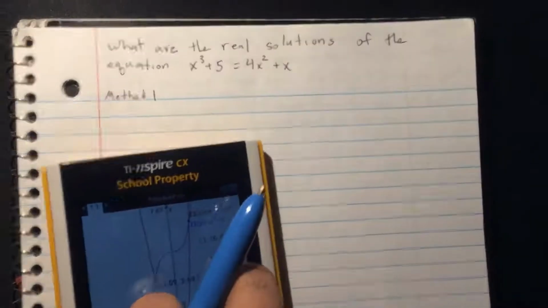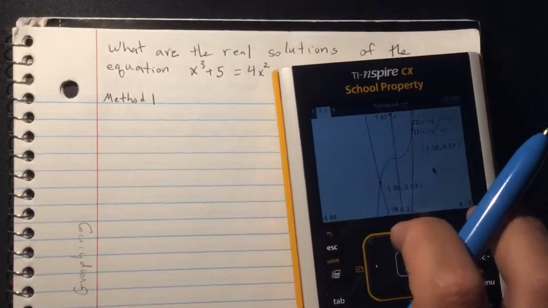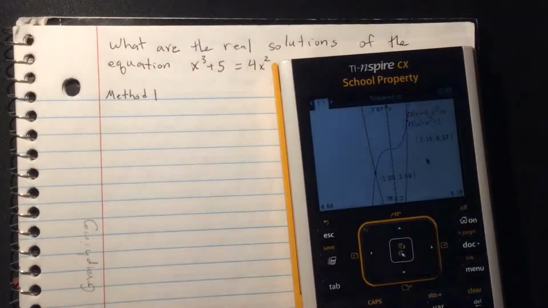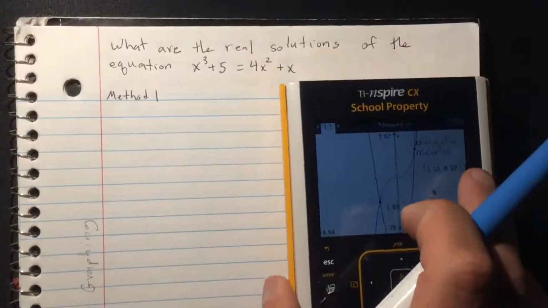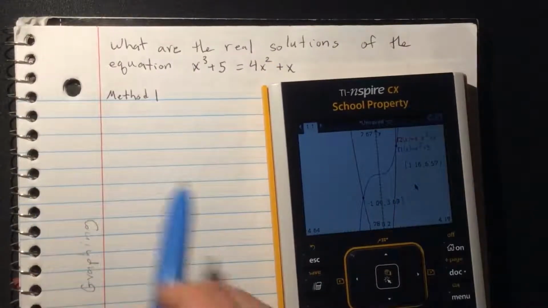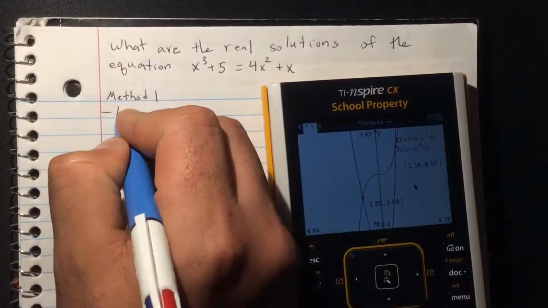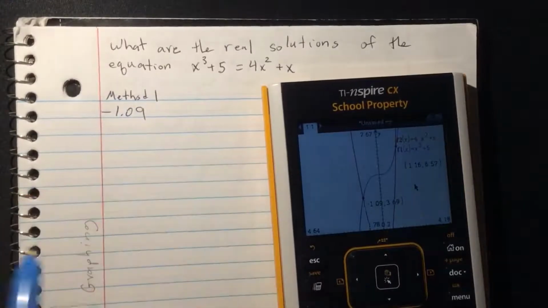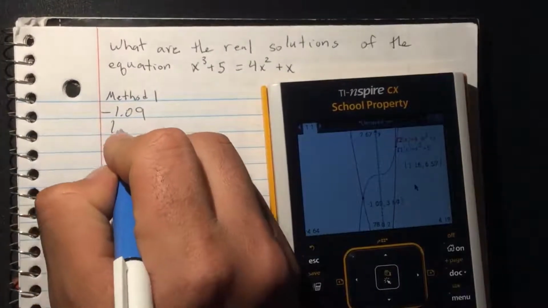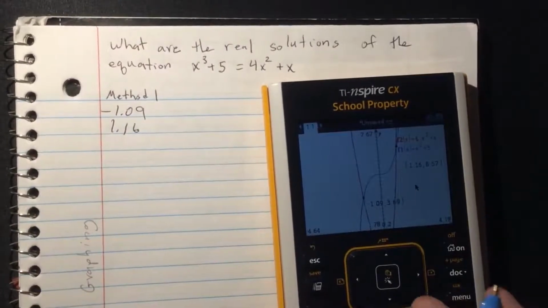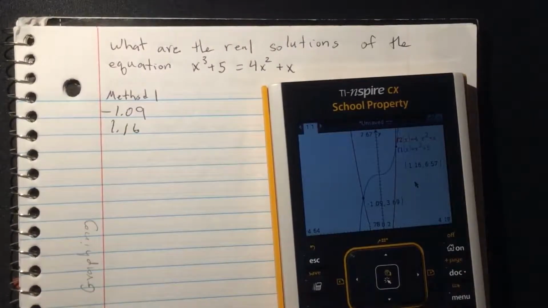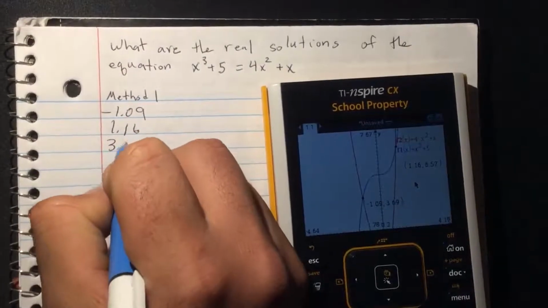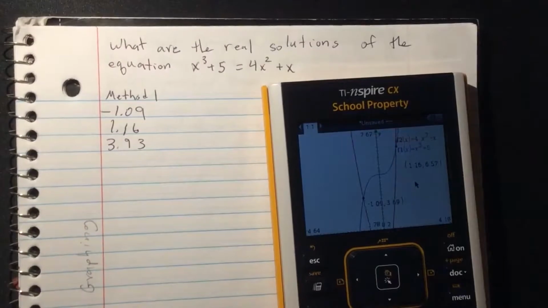So method 1, let me move this to the side so I can write. Method 1, putting the two graphs together just like that, is going to give me our x of negative 1.09 or 1.09. And we're going to get the other one of 1.16. But there's another one that's way up there. It's too crazy high to figure out. But I know it's actually at 3.93 because I followed it up before I did this.